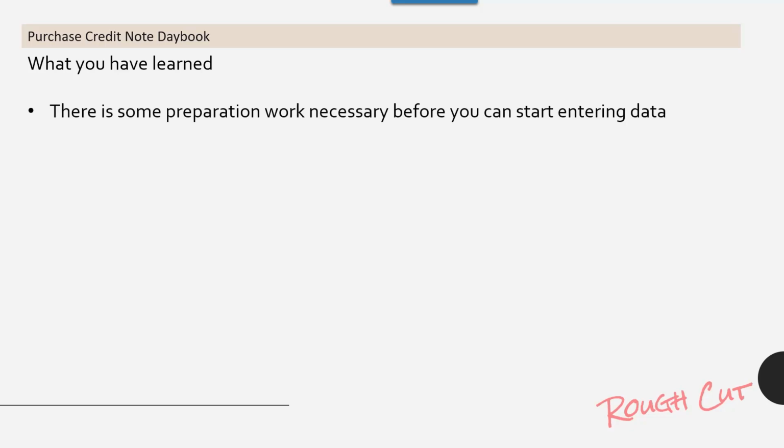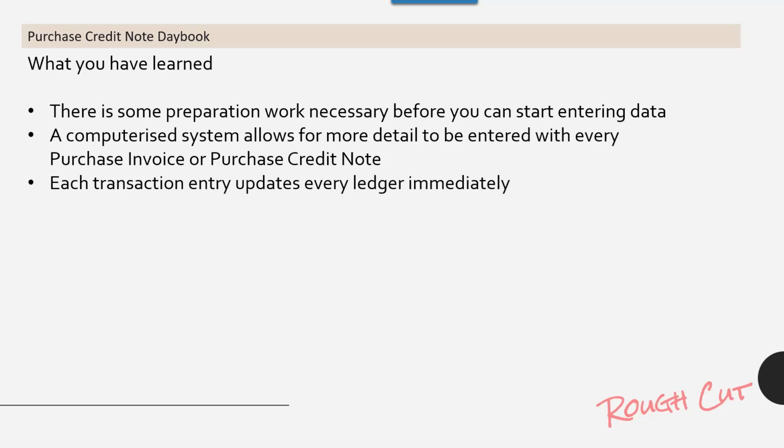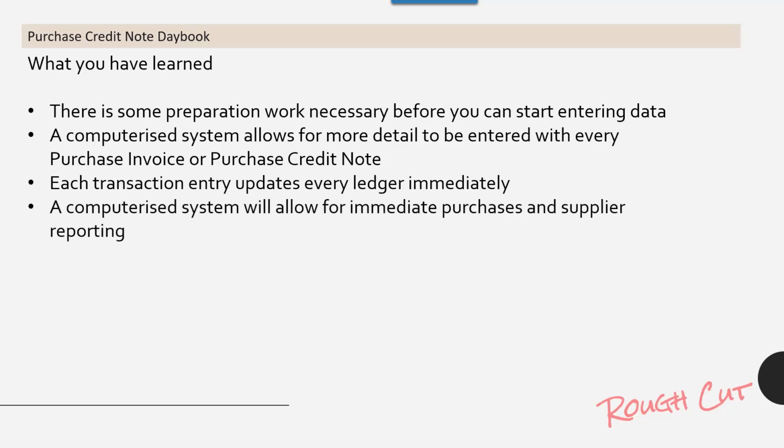What you have learned. There is some preparation work necessary before you can start entering data. A computerized system allows for more detail to be entered with every purchase invoice or purchase credit note. Each transaction entry updates every ledger immediately, and a computerized system will allow for immediate purchases and supplier reporting.